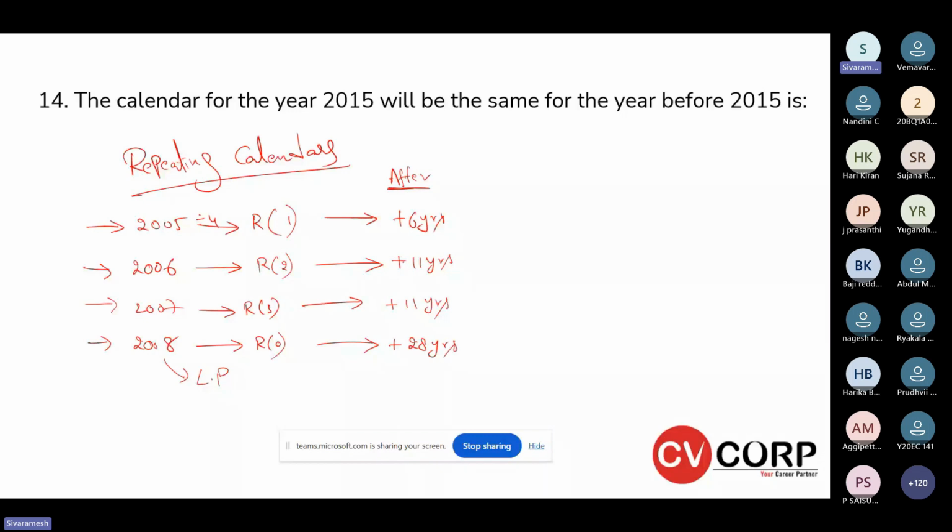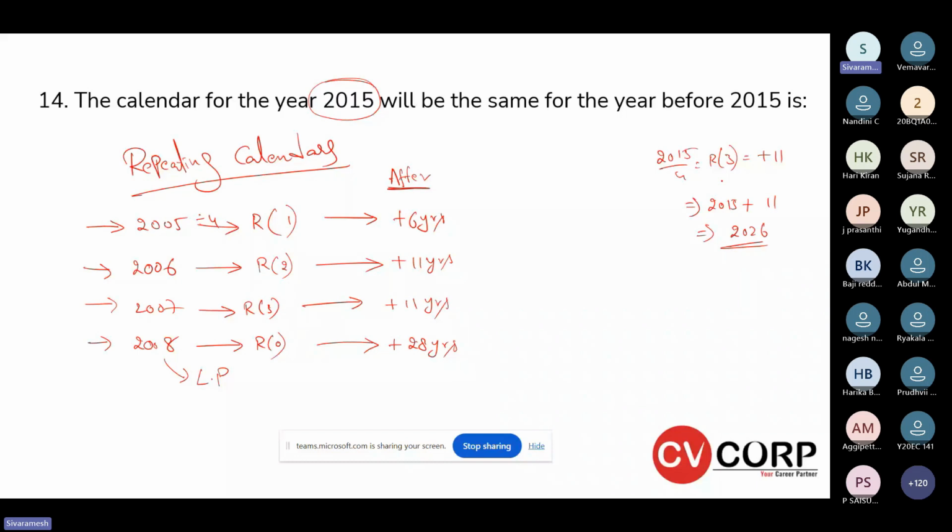But the question here, for example, is when the calendar of the year 2015 will be repeated again. If they ask after 2015, I can say 2015 by 4 gives remainder 3. When I get remainder 3, the calendar will be repeated after 11 years. So 2015 plus 11, the 2026 calendar will be the same. But here they are asking us to find not after 2015, but before.